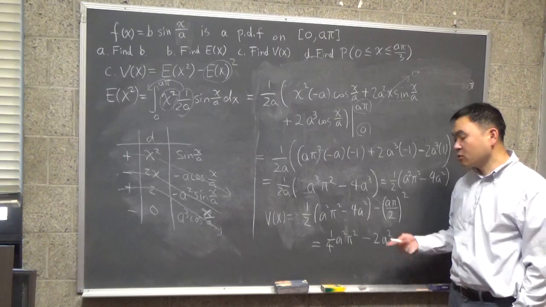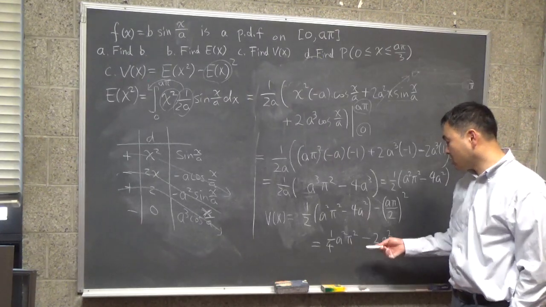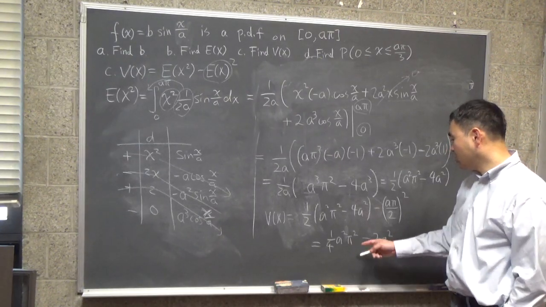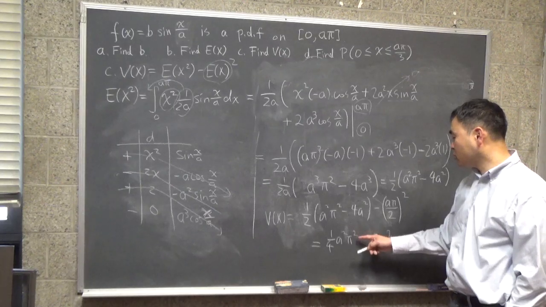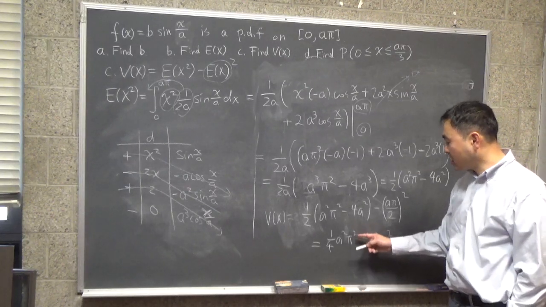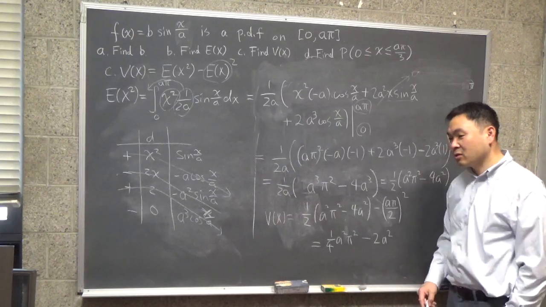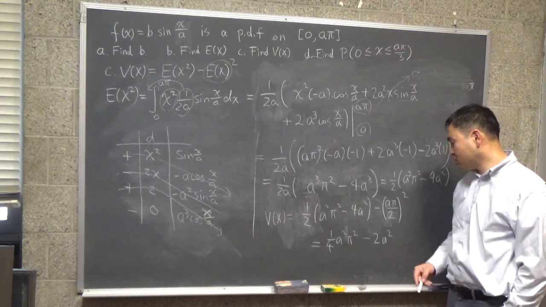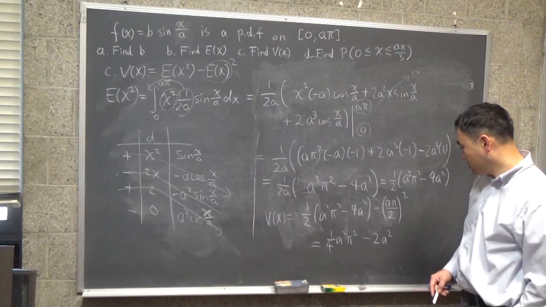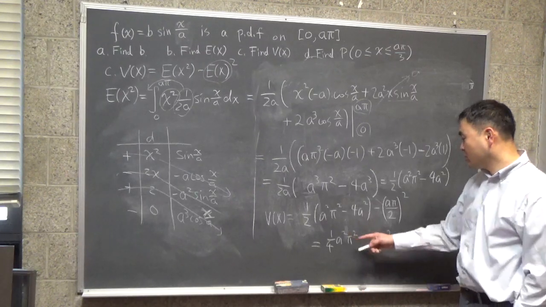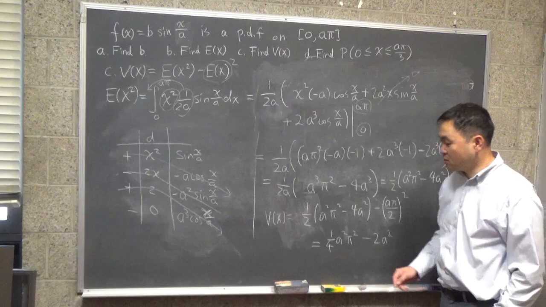Another thing is variance is also always positive, so you should check again whether it's positive. So this is pi squared, which is about 9. So this is about 9 over 4, which is about 2.25, minus 2. So that's still positive, right? Yeah. So this is indeed positive.